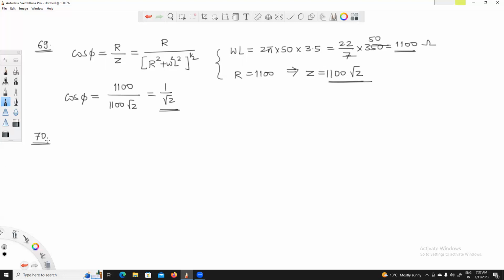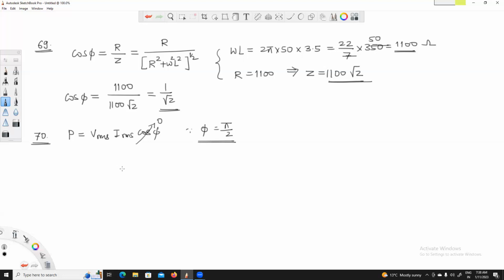Next, 70. In a purely capacitive circuit, average power dissipated in the circuit is V RMS, I RMS, cos phi, and this cos phi is 0 since the value of phi, the phase difference between current and potential difference, is pi by 2. Same with the inductive circuit. Next question, energy loss in pure capacitive, 0. Power dissipated in pure inductance, 0.